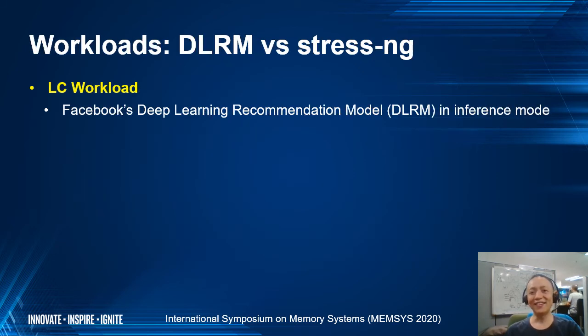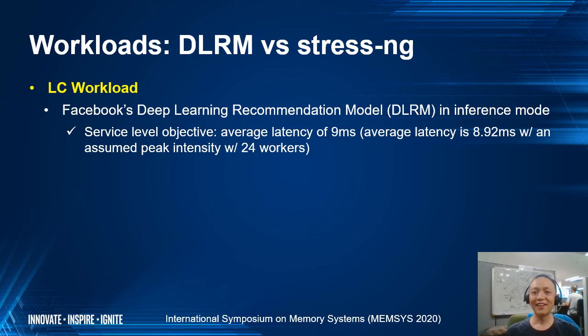To evaluate the solution, we design an experiment. Here we take Facebook's deep learning recommendation model, abbreviated as DLRM, as the latency critical workload. It is run in inference mode as a recommendation system to provide personalized content based on users' input. Here, the service level objective is defined as an average latency of 9 milliseconds. This is because when we run the workload at an assumed peak intensity of 24 workers, the average latency is a little bit below 9 milliseconds.